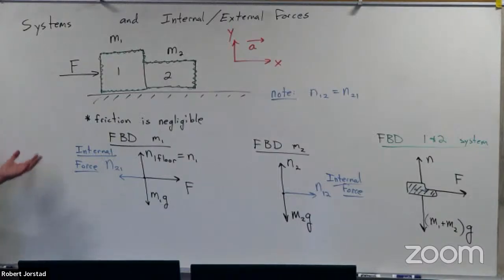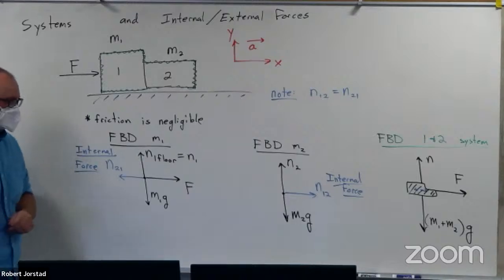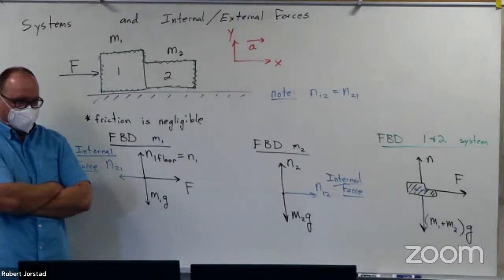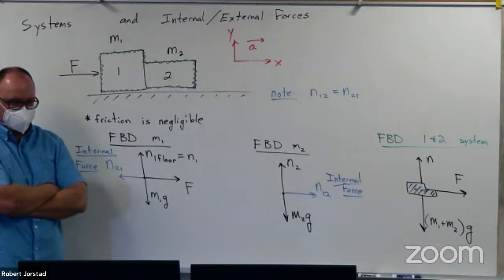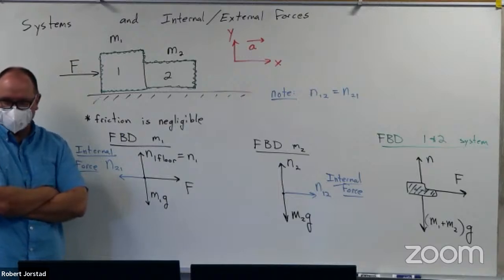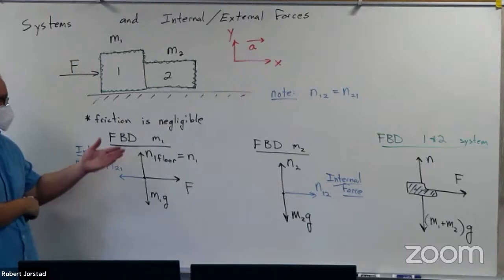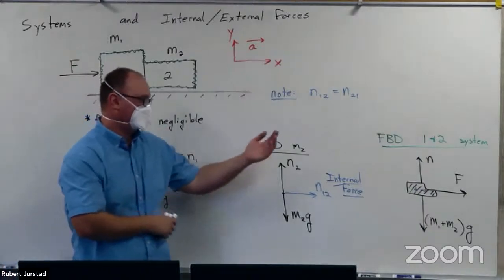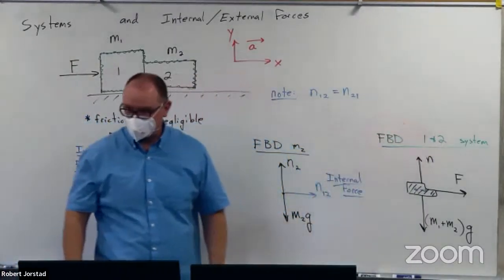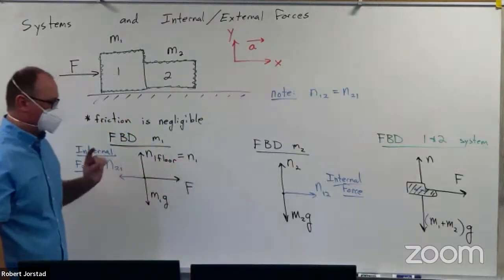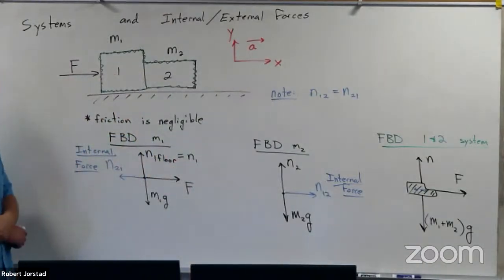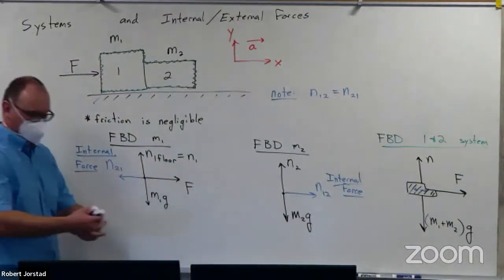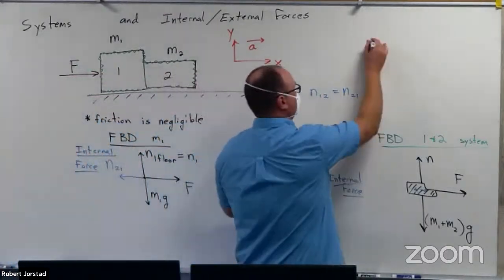What are the pros and cons of these different FBDs? Well, let me ask you something. Which one is easiest to determine the block's acceleration? Would it be FBD1, FBD2, or the FBD of the system? Which FBD helps us get acceleration most rapidly? The system. What's the sum of forces in the x for the system?